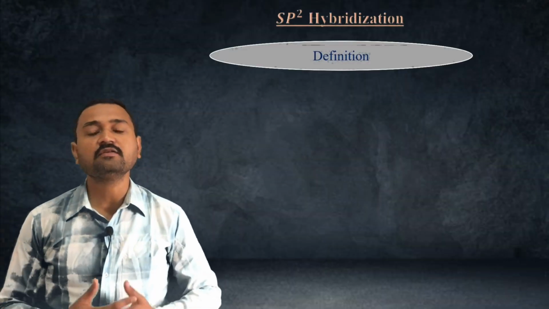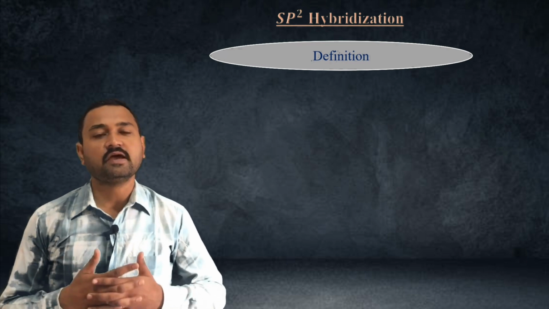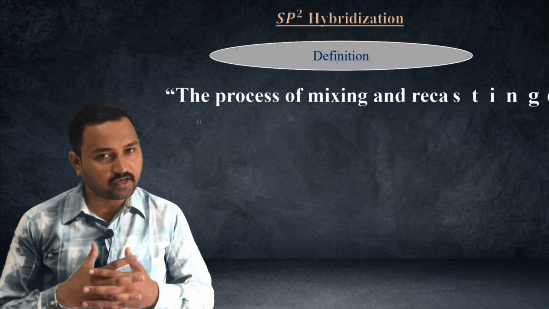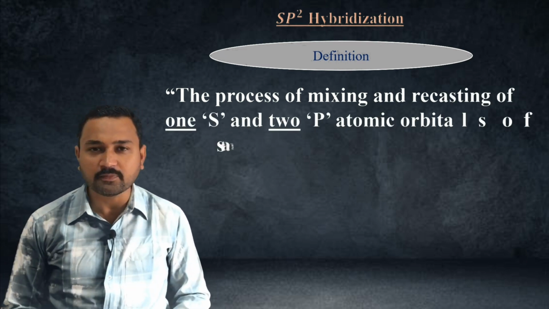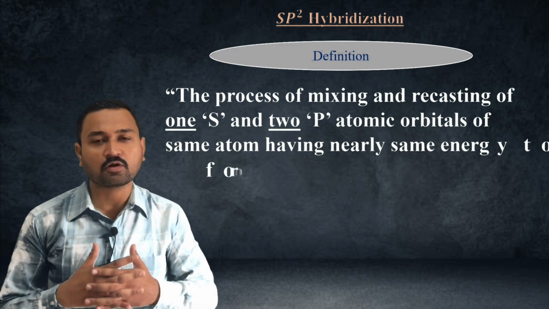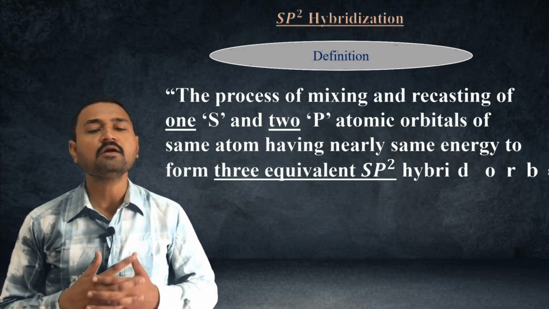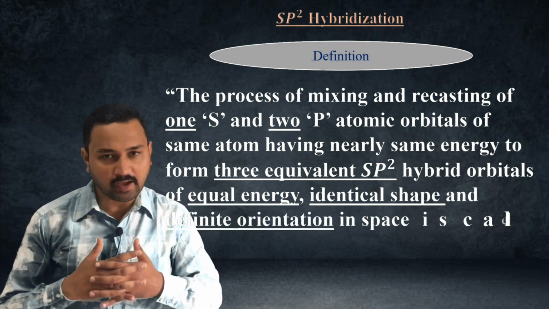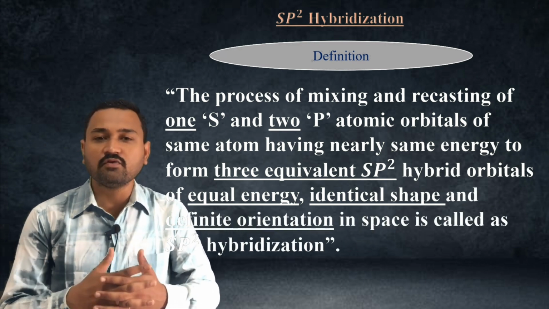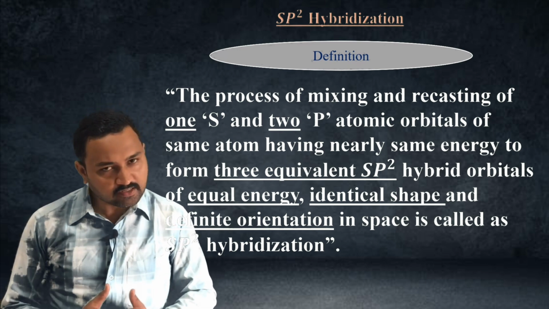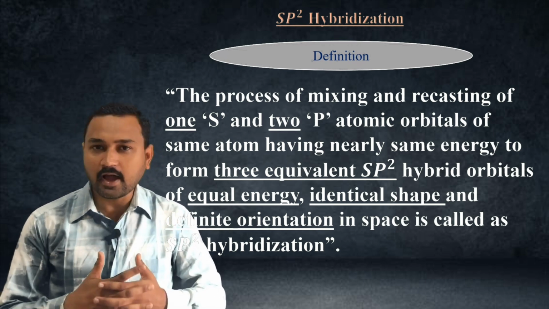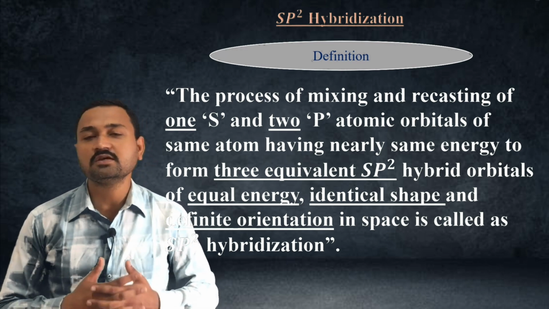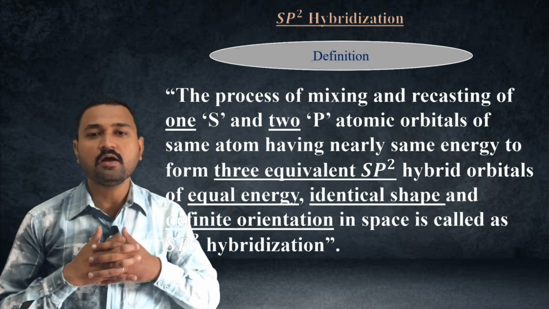Now let us define the second type of hybridization, that is sp2 hybridization. The process of mixing and the recasting of a 1s atomic orbital and the 2p atomic orbitals of the same atom having nearly the same energy to form the 3 sp2 hybrid orbitals with equivalent energy, that is equal energy, identical shape and the definite geometry in space. Now this process is actually known as sp2 hybridization.